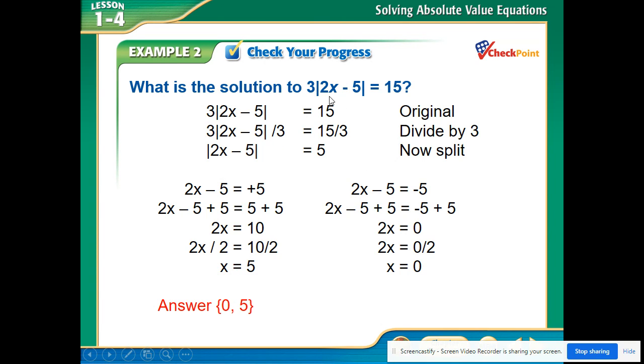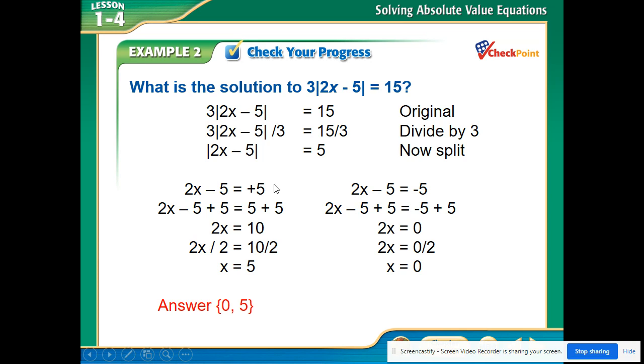Let's try this one. Now, with this one, we do have a 3 in front. So we can't split this yet. We're going to have to get rid of it. So here's my original problem rewritten. And now I'm going to divide by 3 because I can't have that 3 in front. That's like a multiply. I cannot distribute it. That can cause me some issues if I distribute it. So I'm not going to. I'm going to divide by 3 to get it out of there. And then I get |2x minus 5| equals 5.